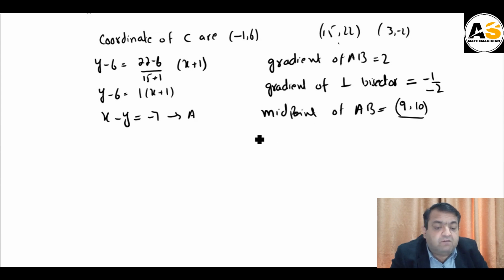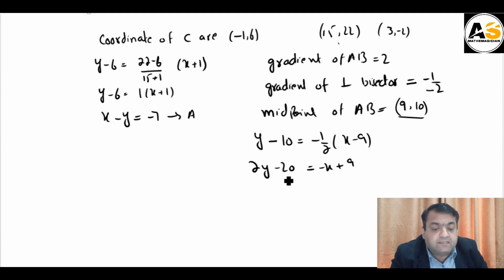The equation of the perpendicular bisector is given by y minus y1 is equal to the gradient, minus 1 by 2, into (x minus x1). 2y minus 20 is equal to minus x plus 9. Okay, x plus 2y is equal to 11. This is equation B.